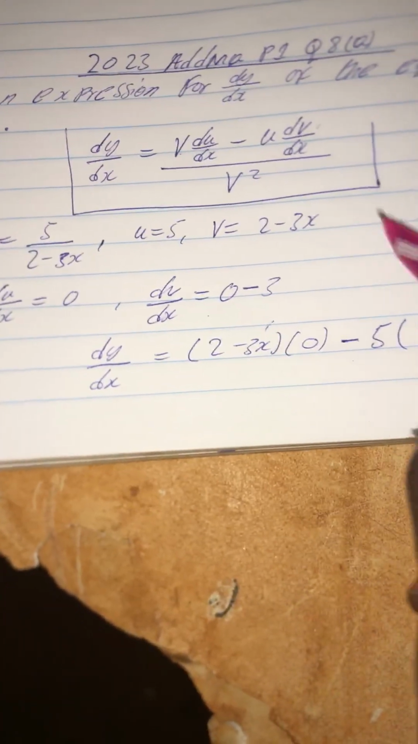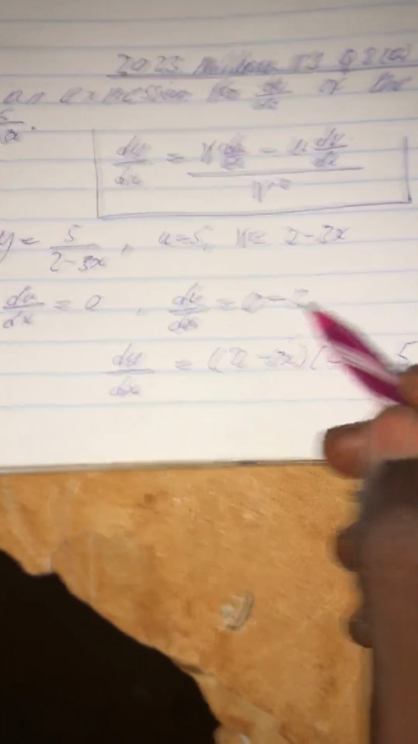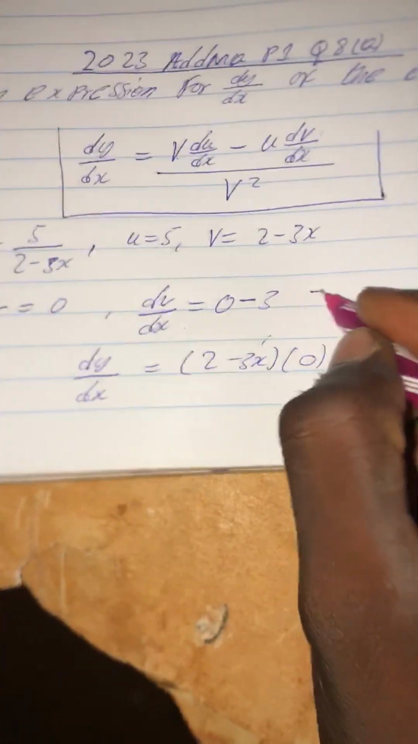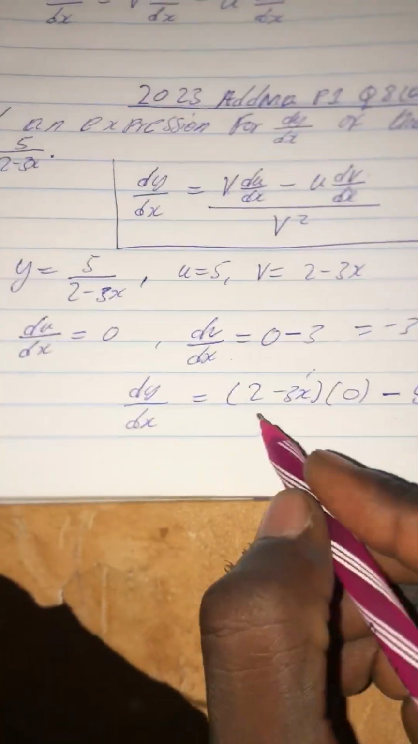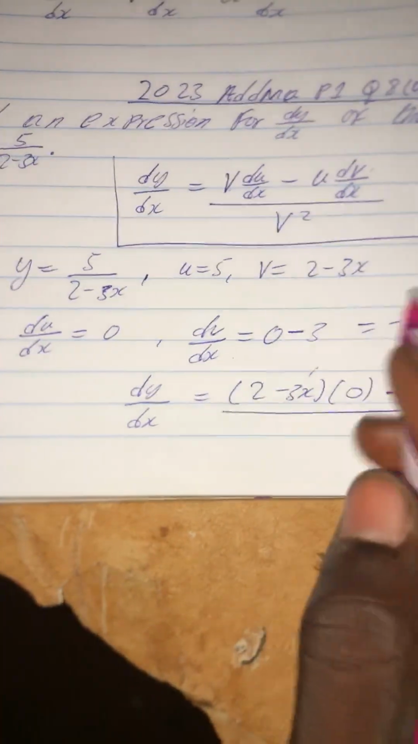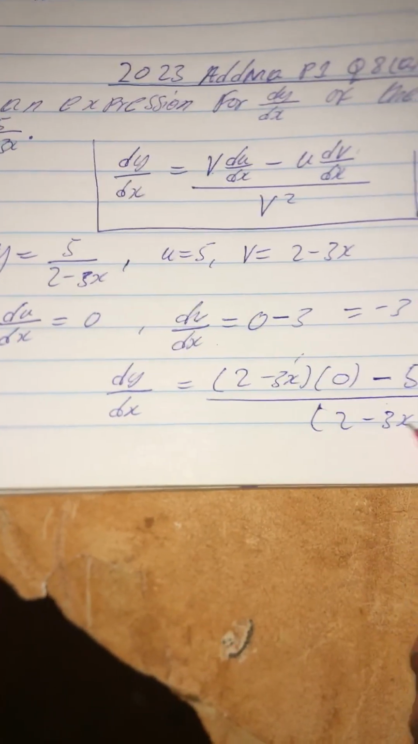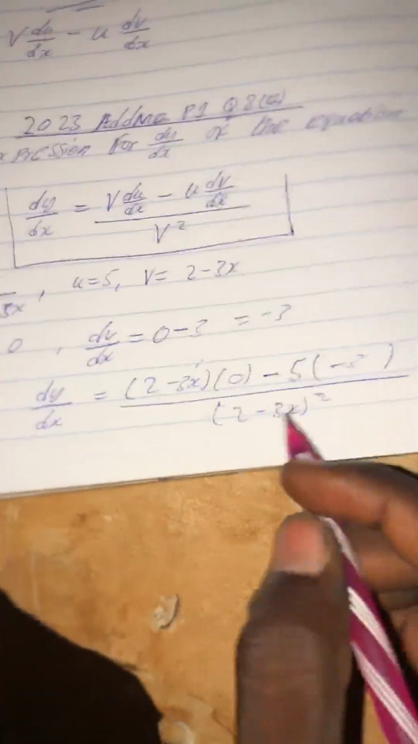So here we put dv/dx. What we have found here is 0 minus 3, so the answer will be -3. Meaning we have -3 over the value of v, put in brackets by substitution, to the power 2. Then you just continue simplifying from here.